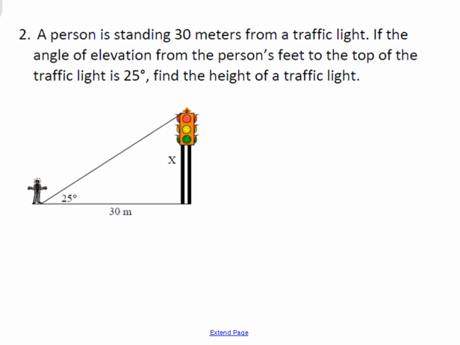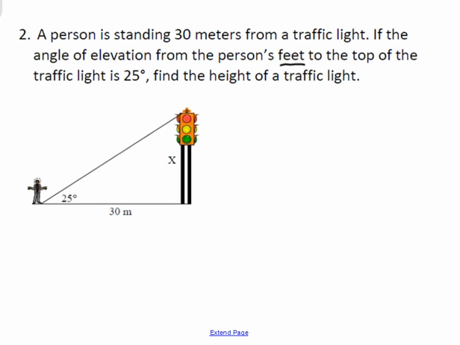Looking at another example for this, we have a person standing 30 meters from a traffic light. If the angle of elevation from the person's feet to the top of the traffic light is 25 degrees, which, it's important that they say the feet, because if they had said the eyes, then we'd have to put how tall the person is. So the feet to the top of the light is 25 degrees, and that person is 30 meters away, so we want to know how high off the ground the traffic light is. And this is something you could actually go and do by measuring them out in the real world. You could check how high something is by doing this particular thing here.